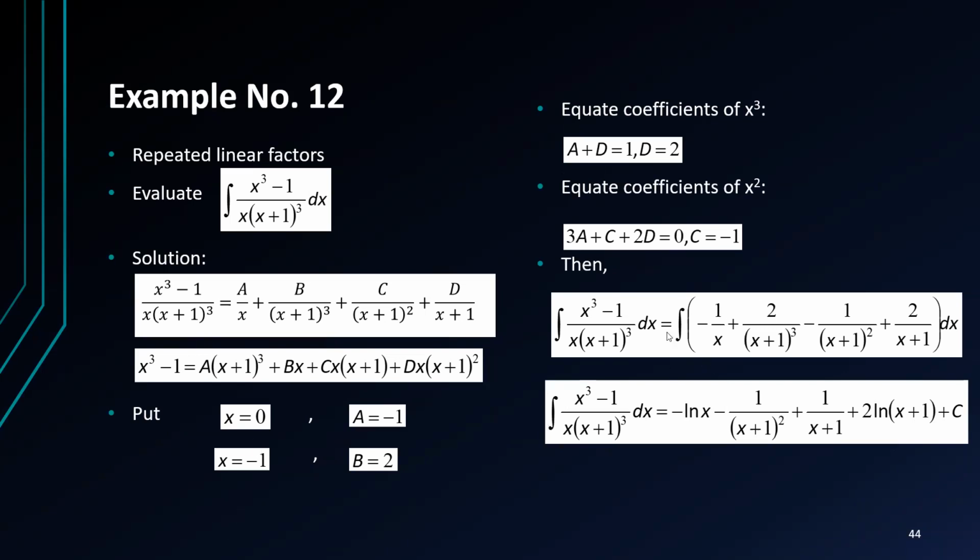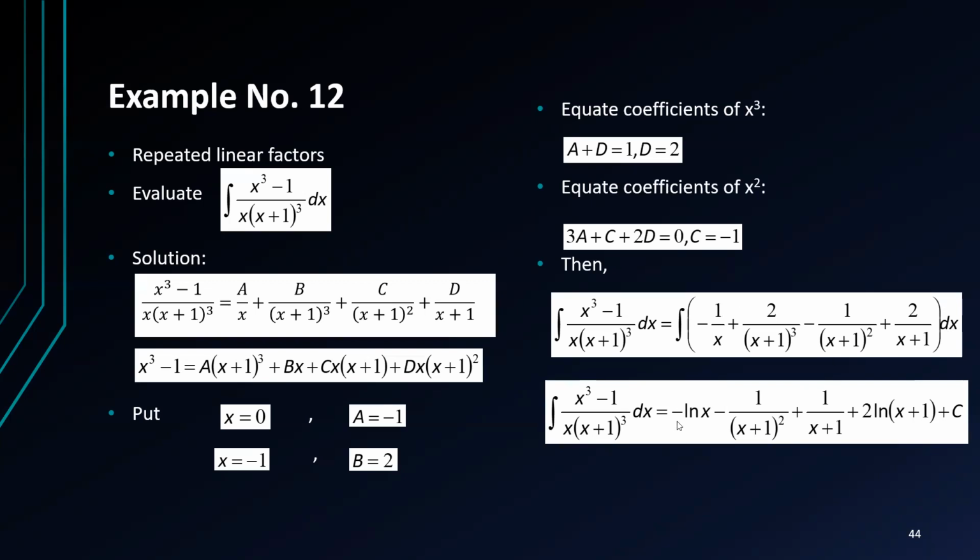So, the integral of x cubed minus 1 over x plus 1 cubed dx equal to the integral of negative 1 over x. Substitute mo na yung a, b, c, d, plus 2 over x plus 1 cubed minus 1 over x plus 1 squared plus 2 over x plus 1 dx. So, pwede mo na ito ma-integrate 1 by 1.